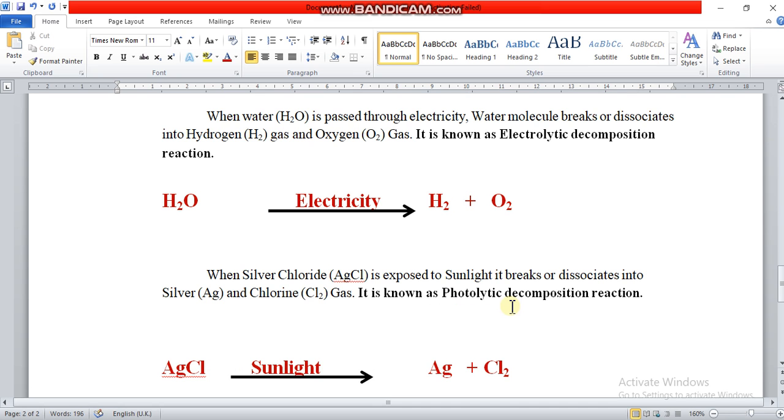In a decomposition reaction, if sunlight is used, then it is known as photolytic decomposition. This decomposition is exactly opposite to the combination reaction, because in decomposition a single substance is broken down into smaller simple substances, while in the combination reaction we have seen smaller substances combine to form a big or single substance. That's why the combination reaction is exactly the opposite of our decomposition reaction.